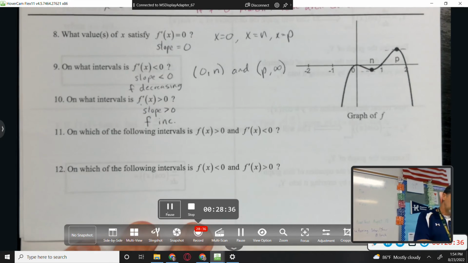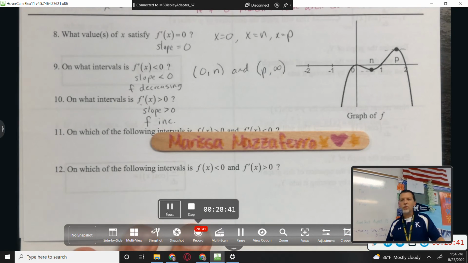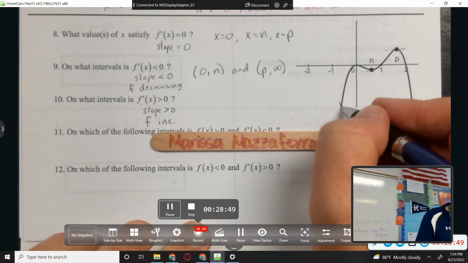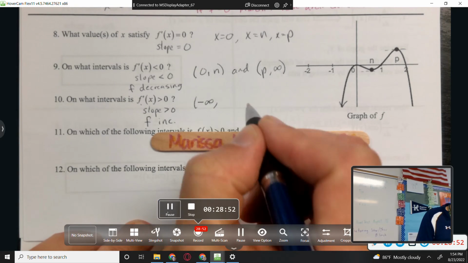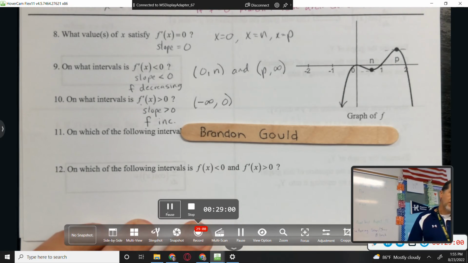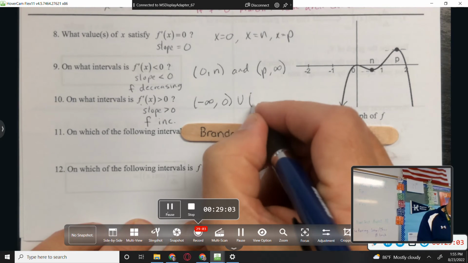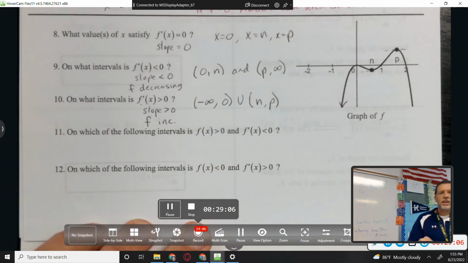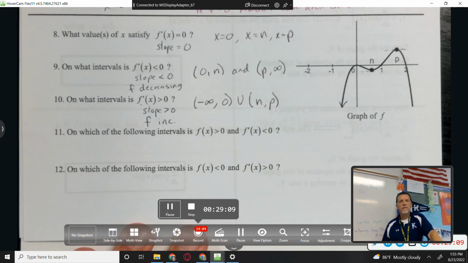So let's see. Marissa, how about an interval where f is increasing? That's an okay answer. I'm going to assume that goes on forever. So I'm going to go negative infinity to 0. Brandon, where else is f increasing? From n to p. Like that. Does it matter if you write and or the union symbol? I mean, union is more fancy, but and is okay. Union would be probably better.